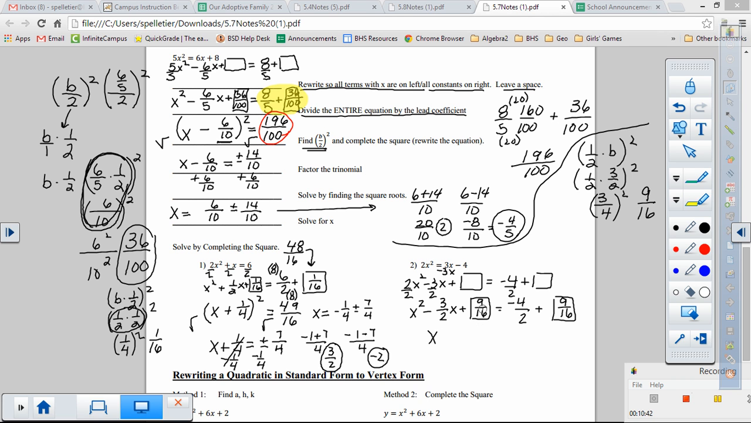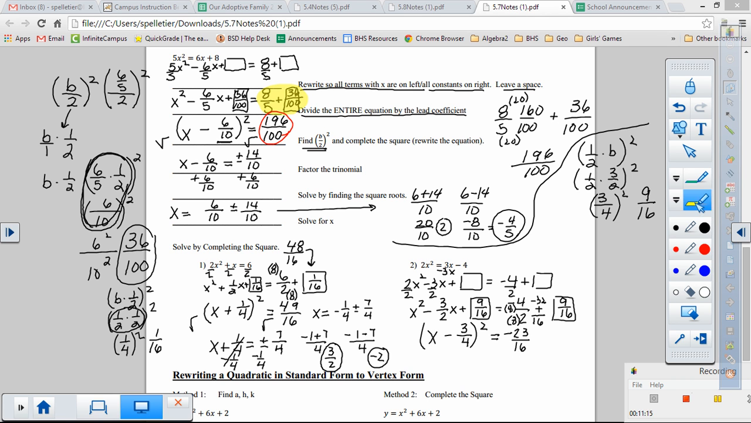I'm going to go ahead and simplify the trinomial on the left. X, and then square root of 9 is 3. Square root of 16 is 4. And then I have my squared item. Again, I can't add the two fractions on the right side of the equation until I have common denominators. So I'm going to change this to 16ths, which means I multiplied by 8. So -4 times 8 is -32. So -32 over 16 plus 9 over 16 gives me -23 over 16.